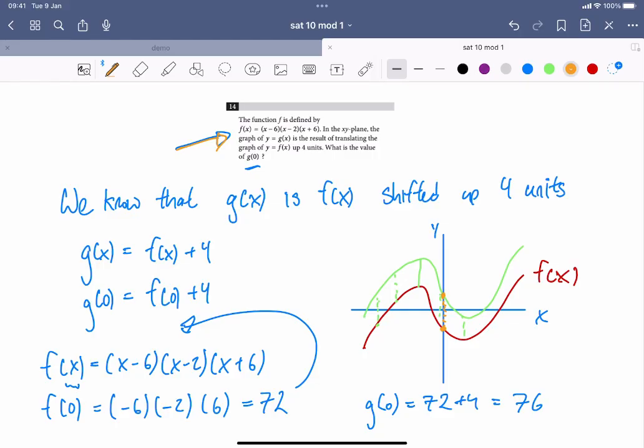But really, it's just recognizing that f of x is the y component. g of x is the y component plus 4 units, because you're shifting the graph of y equals f of x up 4 units.